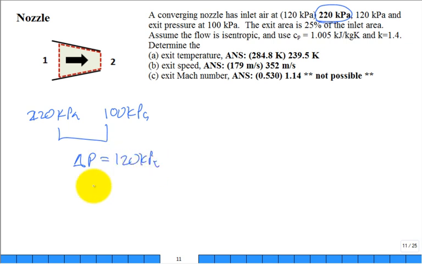I ask the same questions. Can you calculate the temperature? Well, it comes out even colder out of that nozzle. It comes out even faster out of that nozzle. And then I ask, calculate the Mach number. Remember, it was 0.5. It comes out 1.14. Right away, this is not possible out of a nozzle that is purely a converging nozzle.